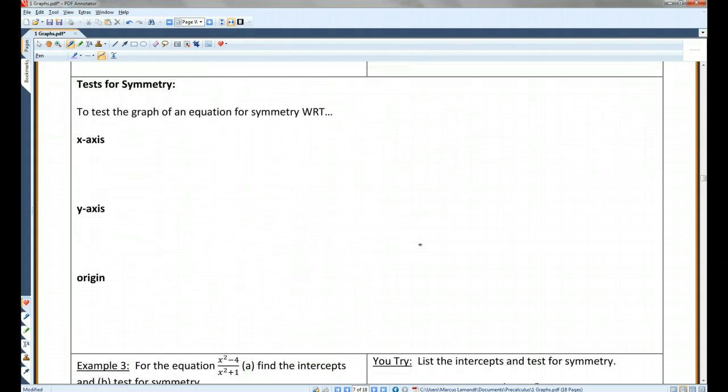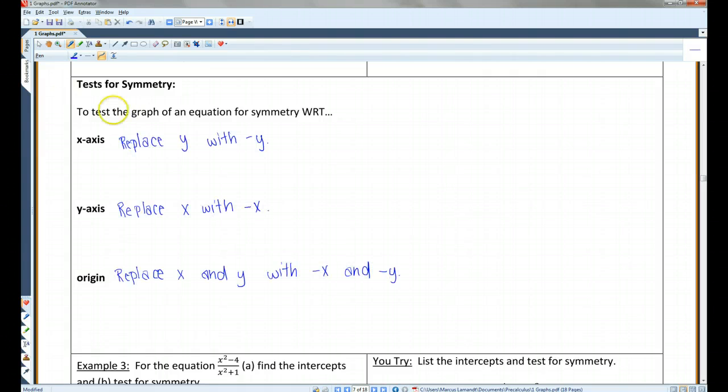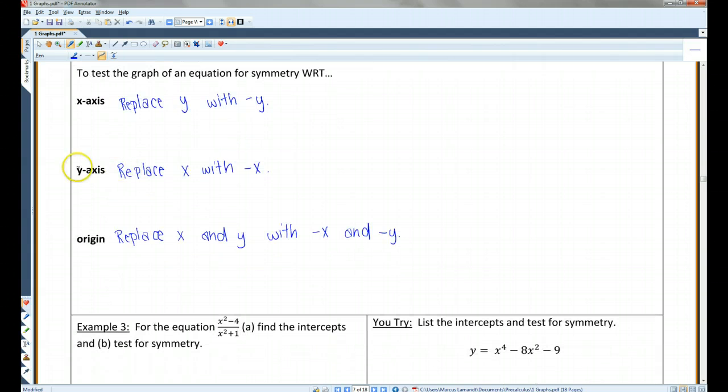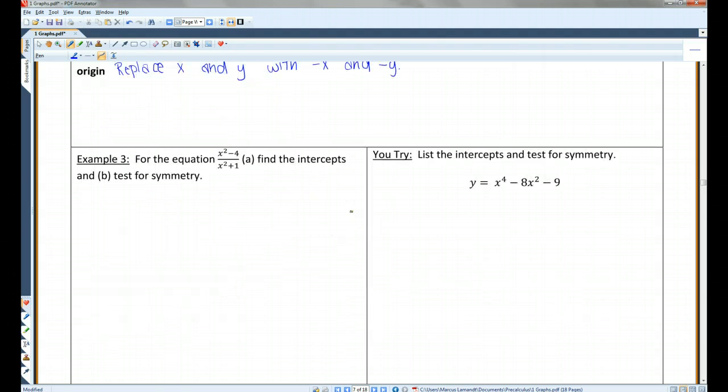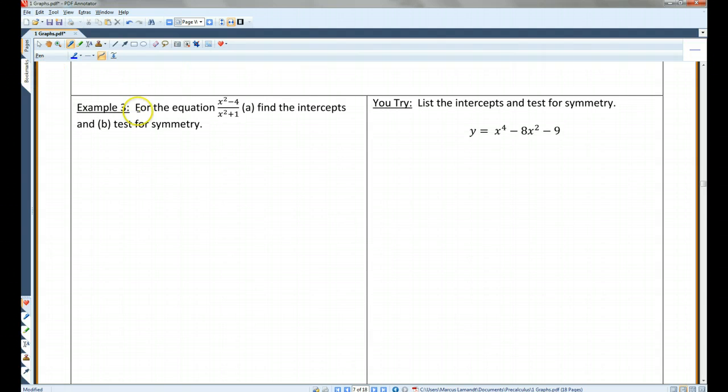Okay. Tests for symmetry. To test the graph of an equation for symmetry with respect to the x-axis, replace y with negative y, and then see if you get the same equation. With the y-axis, replace x with negative x and see if you get the same thing. With respect to the origin, replace x and y with negative x and negative y, and see if you get an equivalent equation.